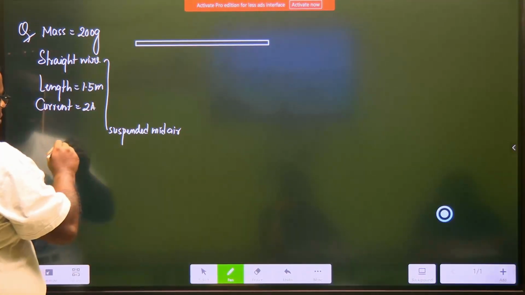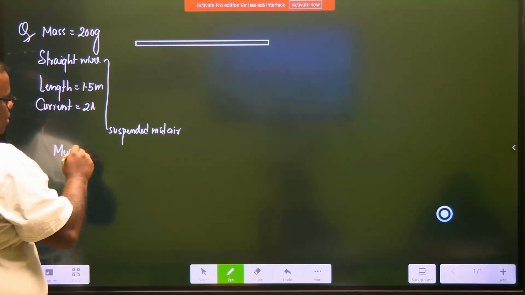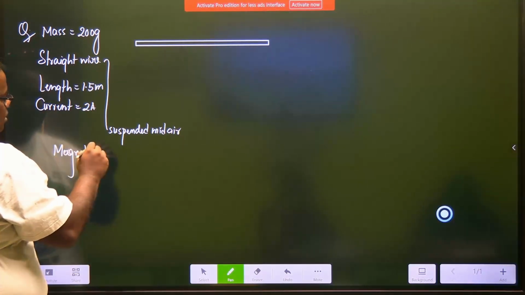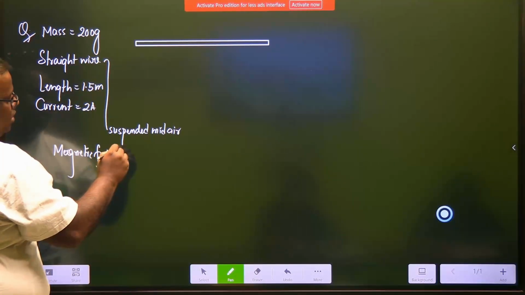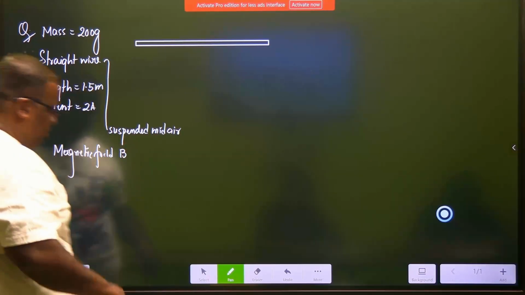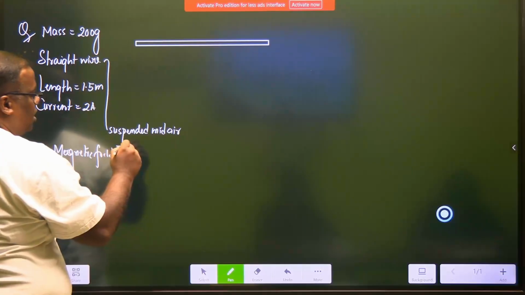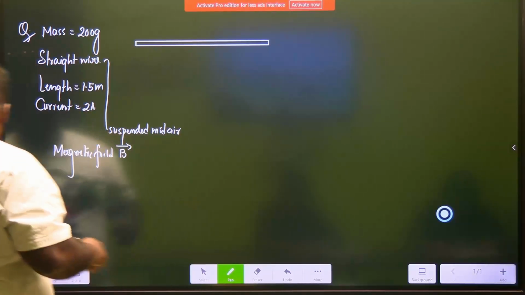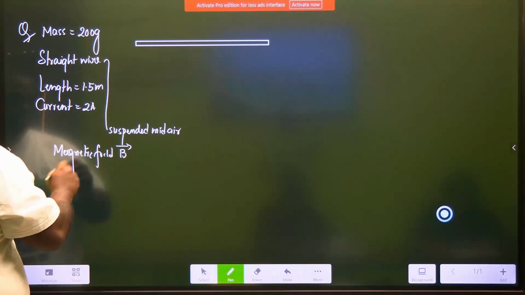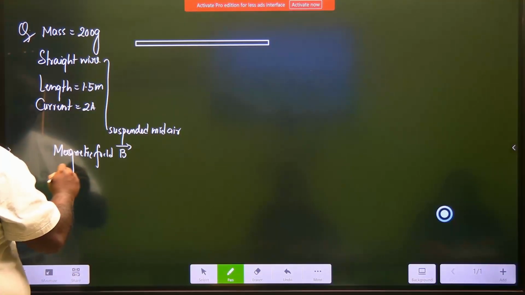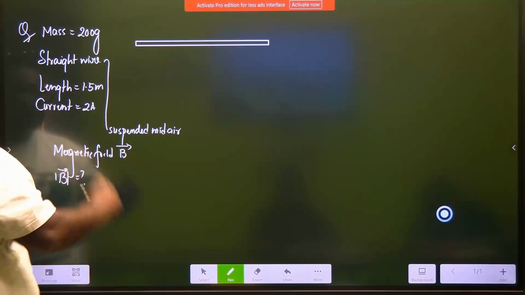So there is a magnetic field also, and that magnetic field is something B. B is the uniform magnetic field. B vector is B. Have you understood the problem? They are asking now, what is the magnitude? You need to find out the magnitude of this B. So let's first understand this problem.